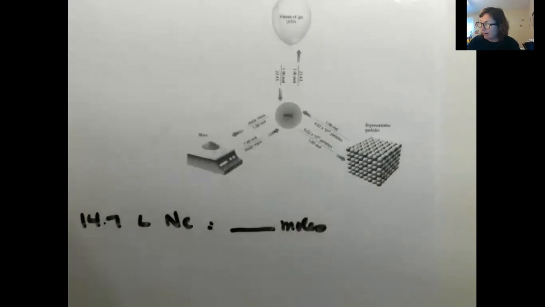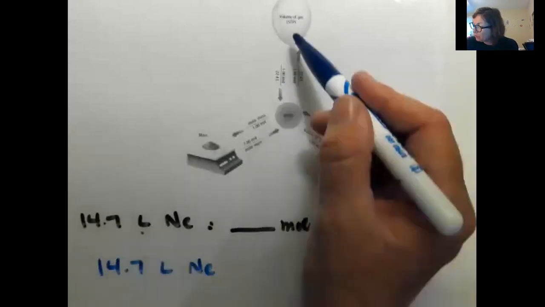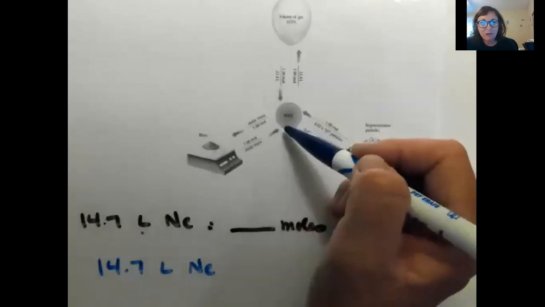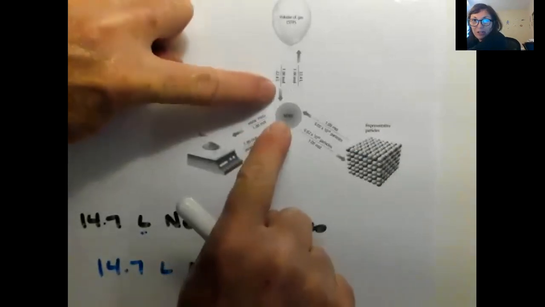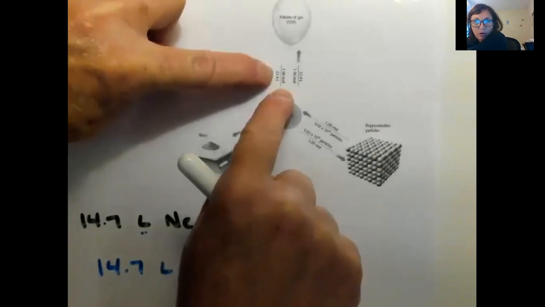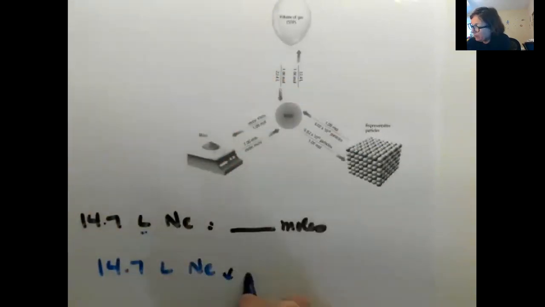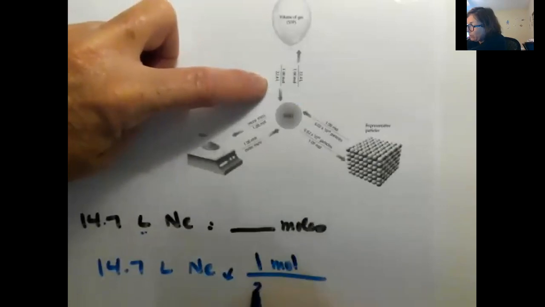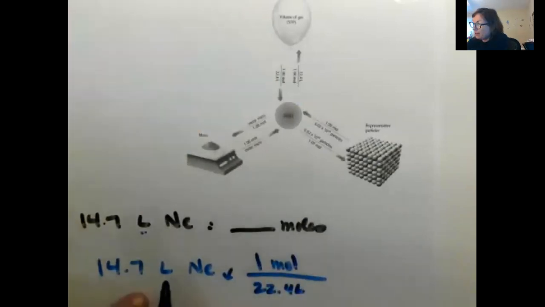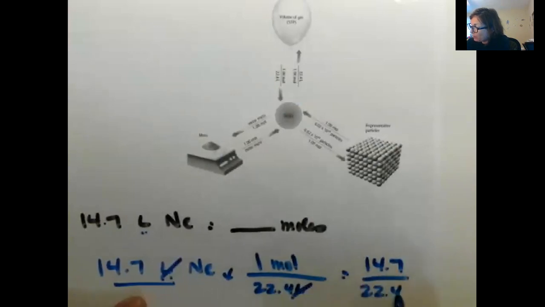Well, I write down my given, 14.7 liters of neon. And now I'm going from liters to moles. So I'm going from here to here. So I'm going to use this arrow right here. See that little 1 mole over 22.4 liters? That's what I write right here. 1 mole is on top, 22.4 liters is at the bottom. Notice how the liters is on top, liters is on bottom. They cancel out.